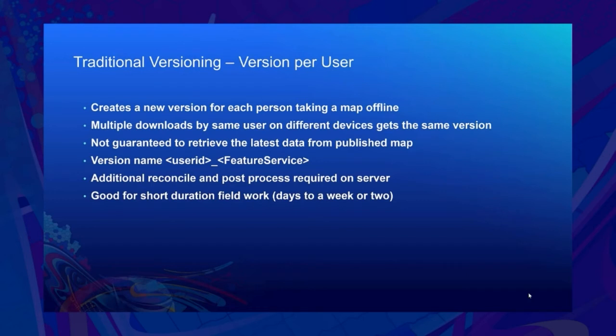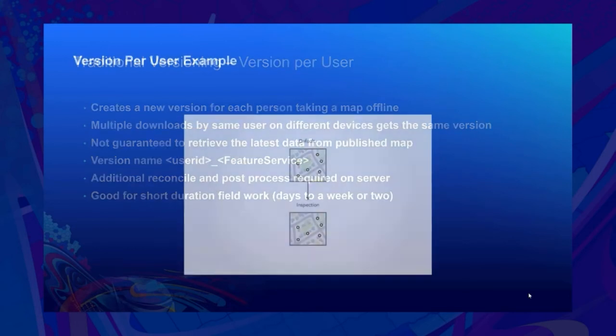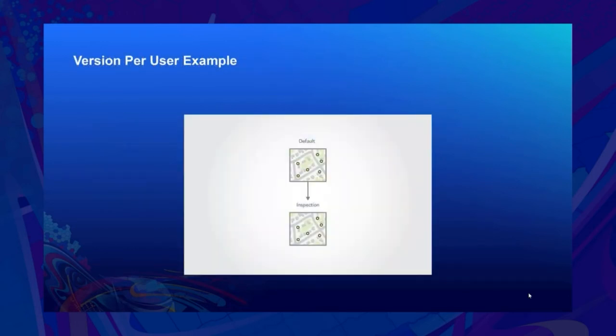And this kind of approach is good for slightly longer duration fieldwork, so it could be days to a week or two. Users can work away in their version to build up all their changes until everything's ready to be brought back in. So let's take a look at this in a graphical form. In this case, we've got our default version for the feature service, and we're going to use a version for inspections. So all the inspections are going to be happening against this version.